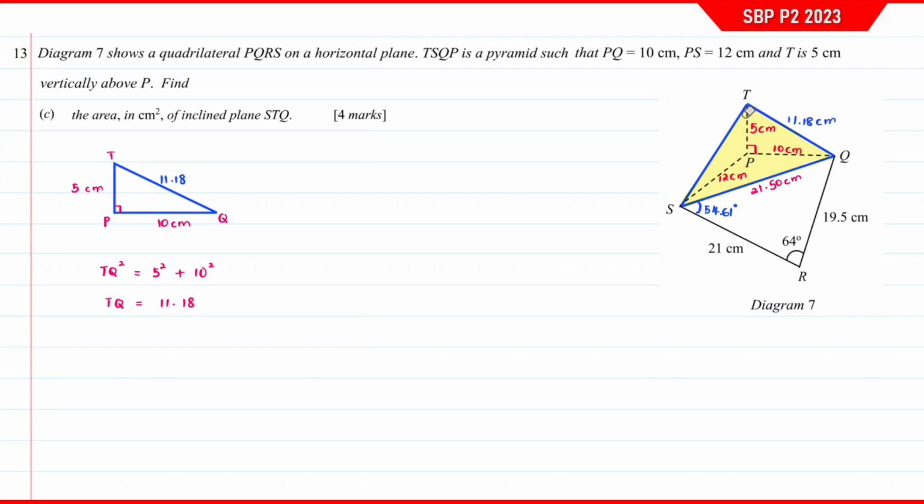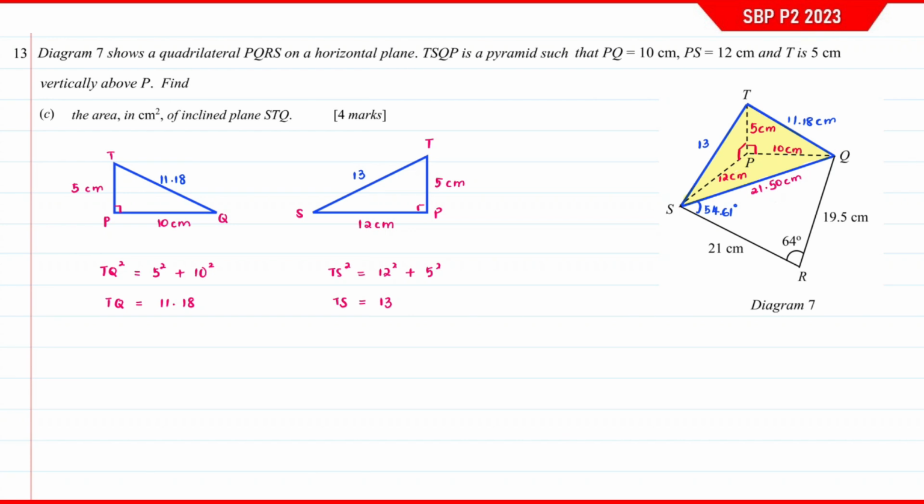And for the angle between TP and PS, the angle here will be 90 degrees as well. So triangle TPS is also a right angle triangle. Again, using the Pythagoras theorem, we can find the length of TS. TS square is equal to 12 square plus 5 square, which gives 13. So now we have the length of three sides of the inclined plane STQ.